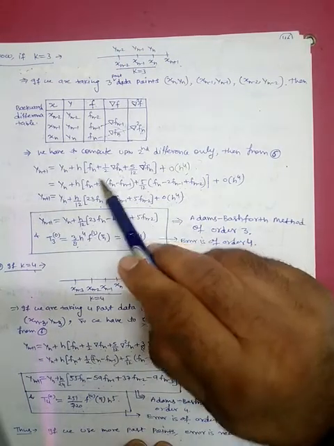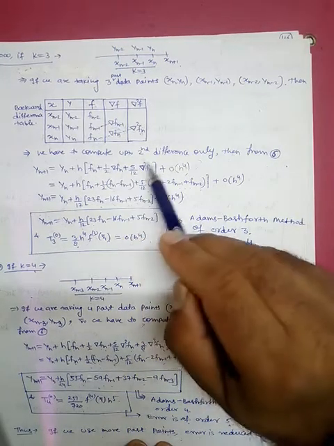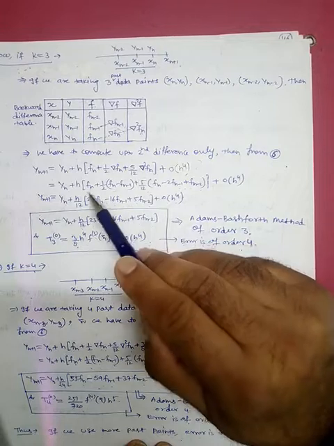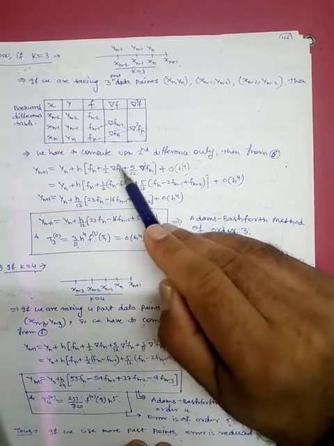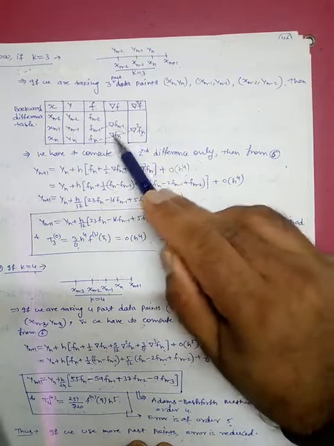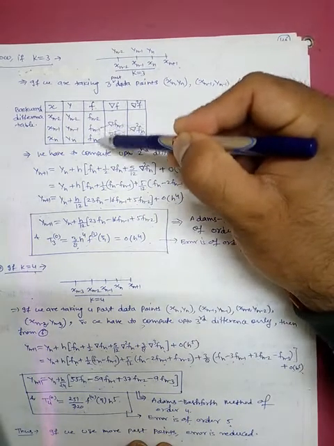Now just substitute the values of nabla fn and the second order difference. So yn plus h fn plus half nabla fn is nothing but the difference between these two.